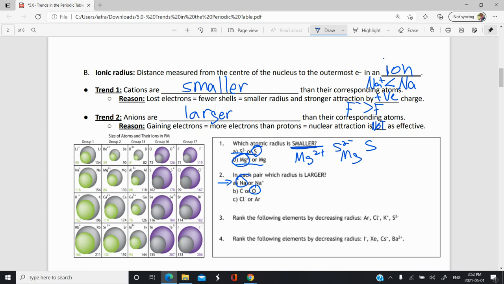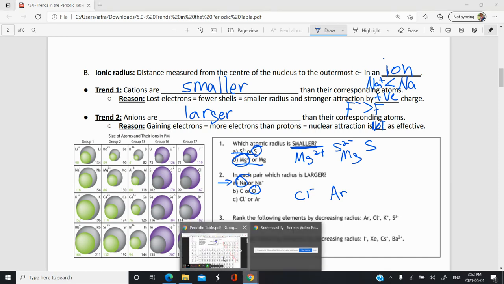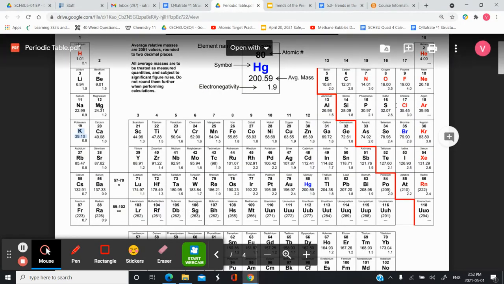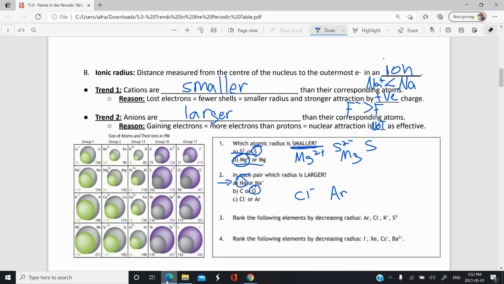Now here we're comparing Cl- and argon. And that's a bit interesting. So let's take a look at a periodic table, Cl- and argon. Generally, if you're comparing Cl and argon, Cl is larger because it's to the right of argon. Now we have Cl-, and Cl- is even larger than Cl, right? Because it's the anion. So just to clarify, Cl itself, the neutral atom, is larger than argon. And we know Cl- is larger than Cl, so that means it has to be larger than argon. So Cl-, chloride ion, is larger than argon.